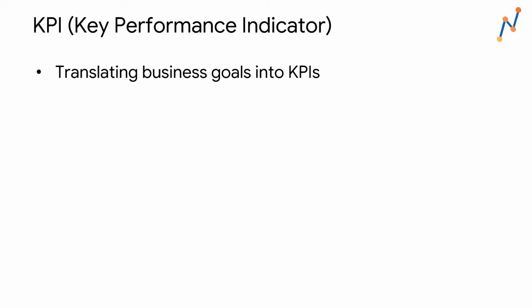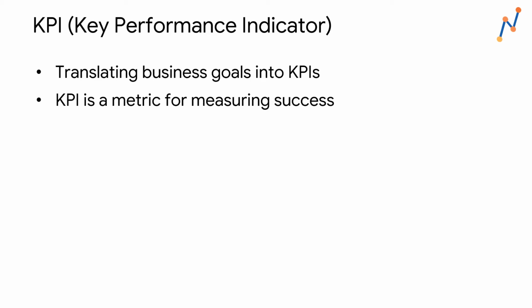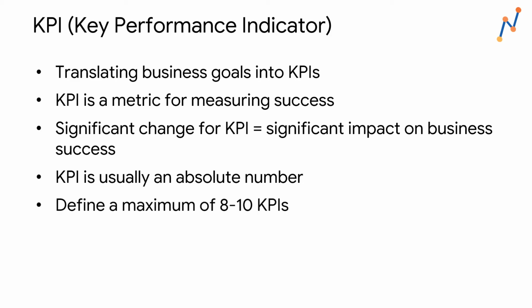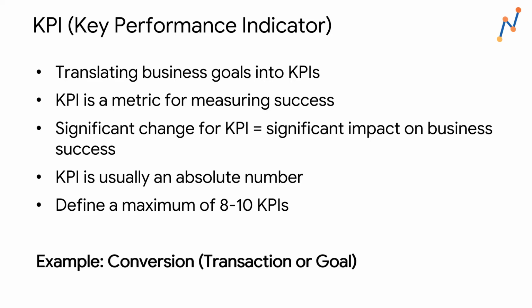First of all, our business goals should be translated into KPIs, which means that a KPI is always a metric that measures success. And that means that a significant change in the KPI will also have a significant impact on business success. This leads to the conclusion that a KPI is usually an absolute number, and therefore we should not be tempted to define more than a maximum of 8 to 10 KPIs. A valid example of a KPI is a conversion, regardless of whether it's a transaction or a goal in Google Analytics.